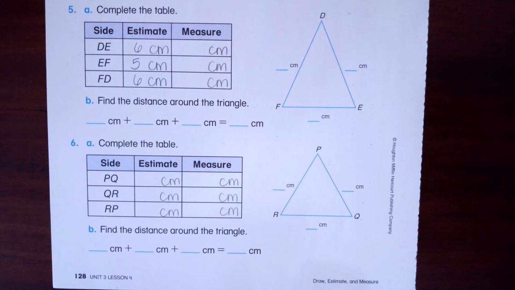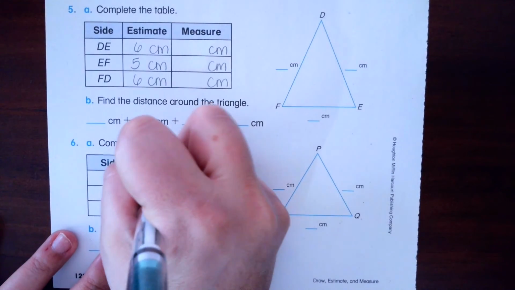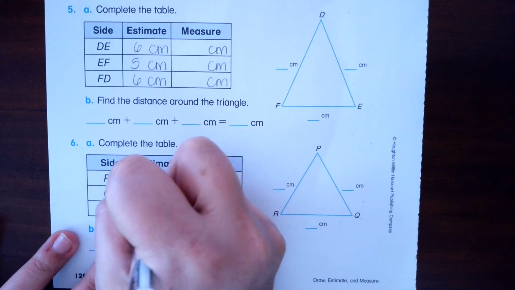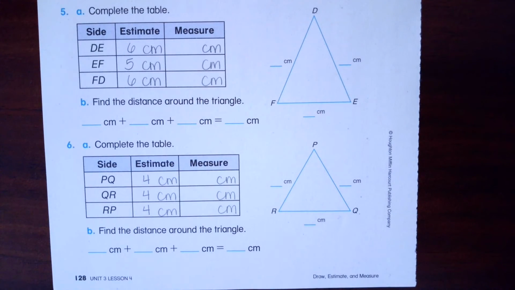Otherwise, we'll move on. Now, if I'm looking at these sides, these all look really similar in size. I think I'm going to make my estimate the same for each one because they look so close. Maybe this is an equilateral triangle. So I'm going to guess 4 for each of them.